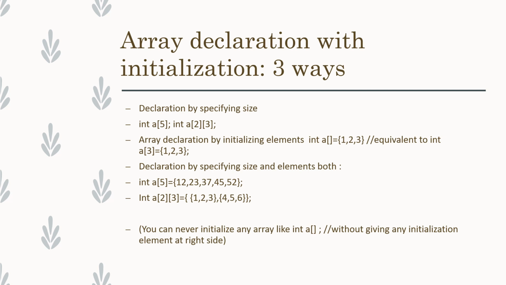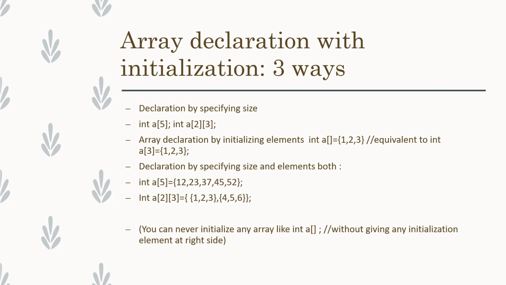Now the third way is declaration by specifying size and elements both. That means if I write integer a of 5 with all the elements, it will assign them. For integer a of 2, 3, the elements 1 to 3 are of the first row and 4, 5, 6 are of the second row. Okay.